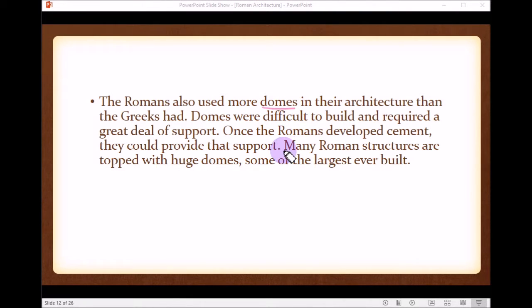Great deal of support is the word. Okay, so cement, we know what cement is, right? Stuff you pour onto your sidewalk, driveway, things like that. All right, let's see here.